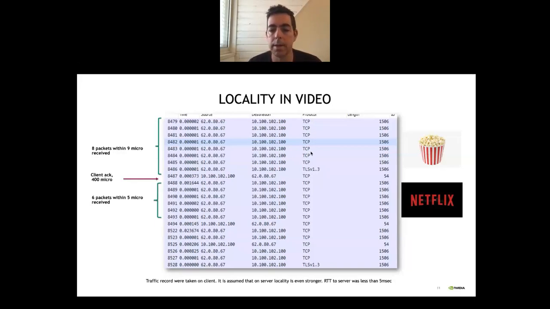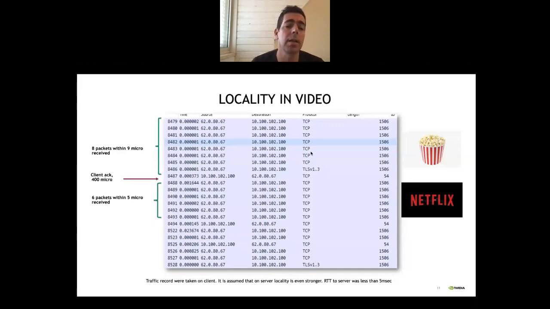In this case, you see Netflix. What you can see here is that it was recorded on the client and not on the server. The server was 5 to 10 milliseconds round trip, probably cached. What you can see here is that in a very small time frame, a burst of traffic was sent. We see here 8 packets in 9 microseconds, and this is on the client. So this is the path through the network to the client, and this was the distance between the packets.